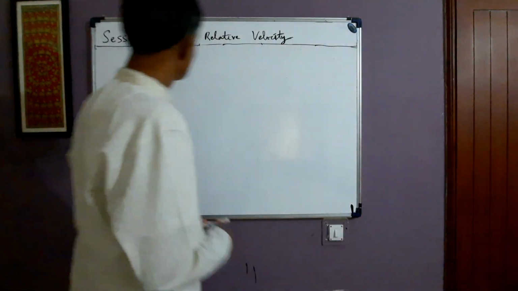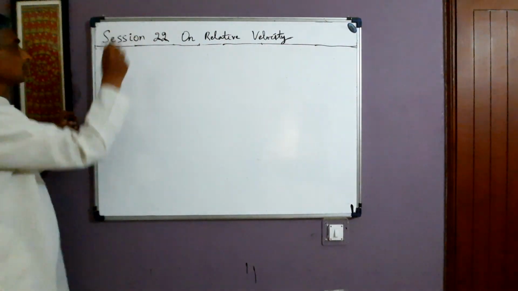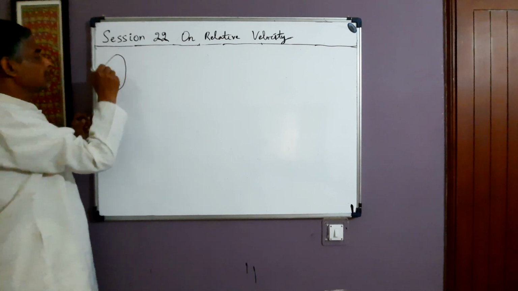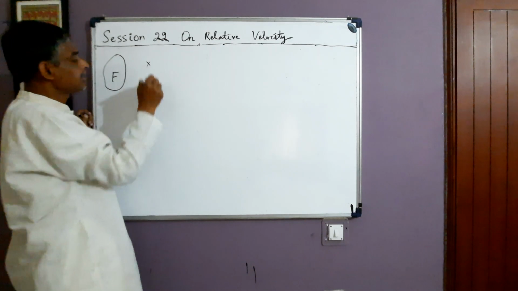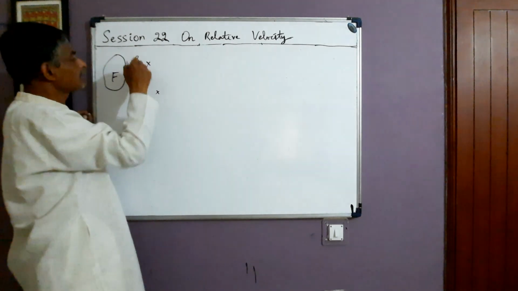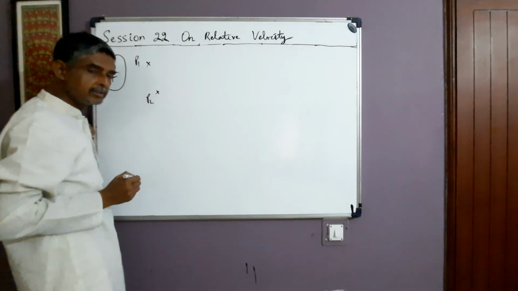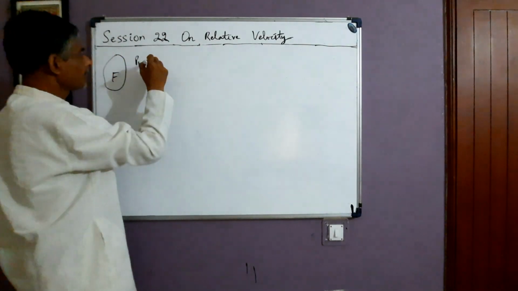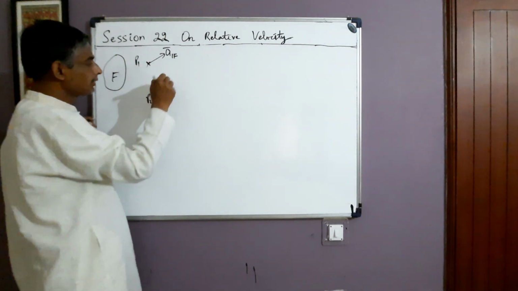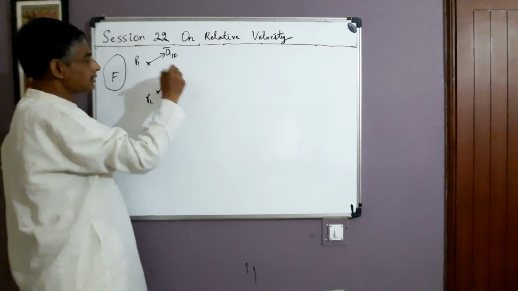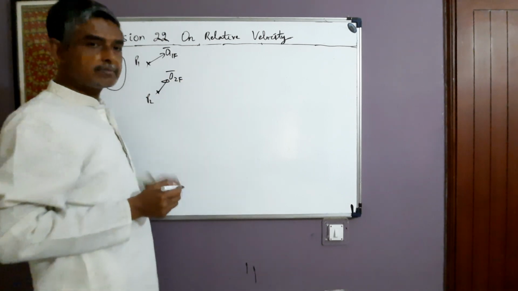Okay. So suppose F is some reference frame. P1 and P2 are two moving points as seen from frame F. Acceleration of P1 with respect to frame F at time t is a1f. Acceleration of P2 with respect to frame F at time t is a2f.